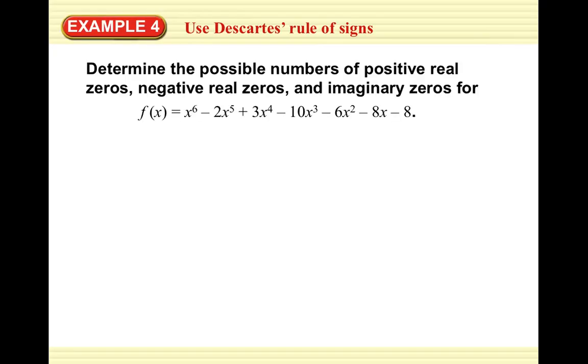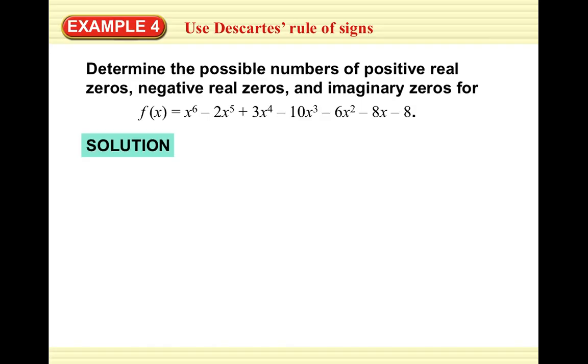All right, so the first one says determining the possible number of positive real zeros, negative real zeros, and then imaginary zeros. So here's our function, x to the 6th minus 2x to the 5th plus 3x to the 4th minus 10x to the 3rd minus 6x squared minus 8x minus 8.